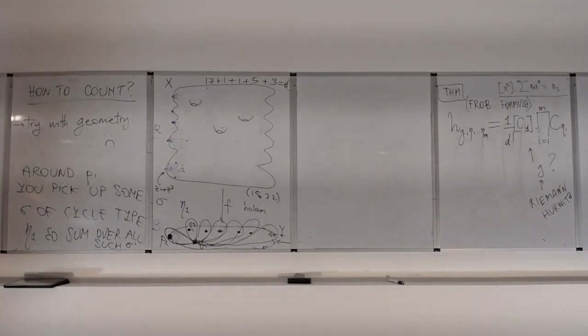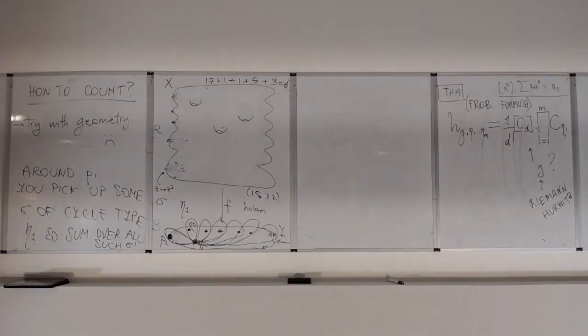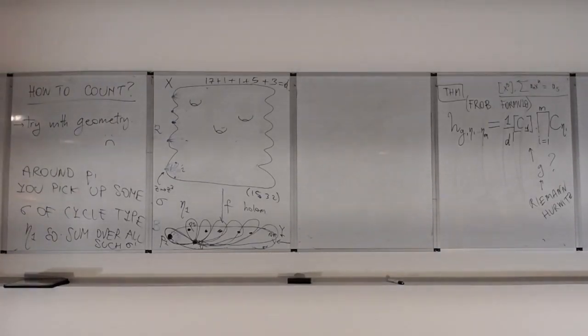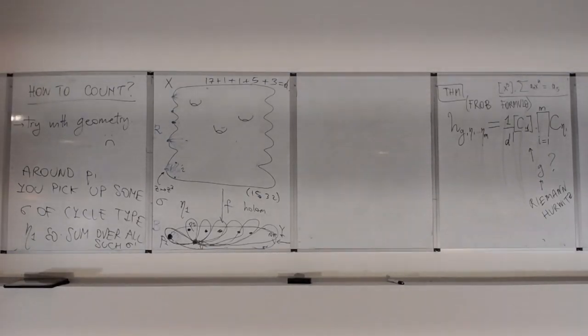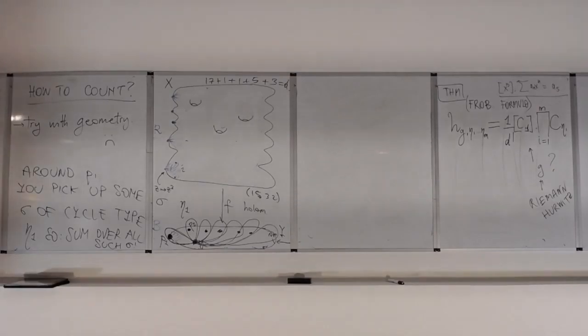I'm not sure if this will be super helpful, but what you just described gives a representation of the symmetric group, and you're computing the trace there, right? Yeah. So exactly. That's what you're saying.